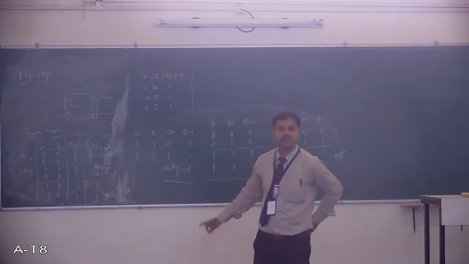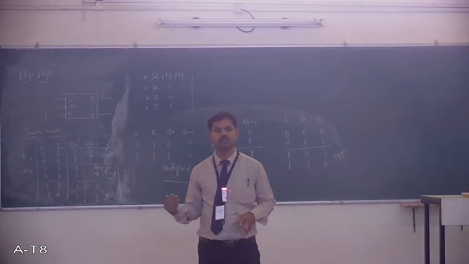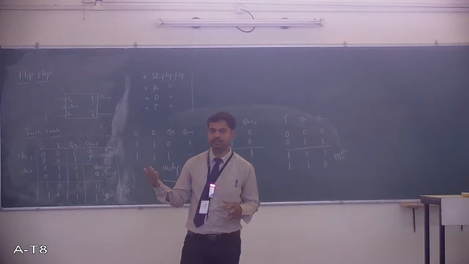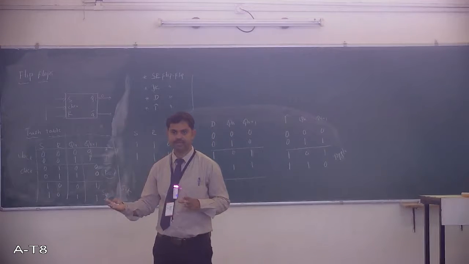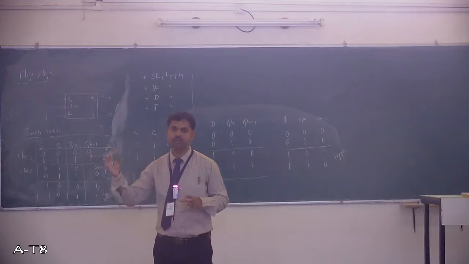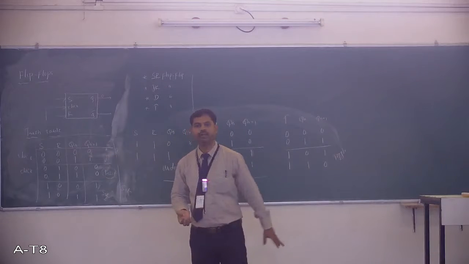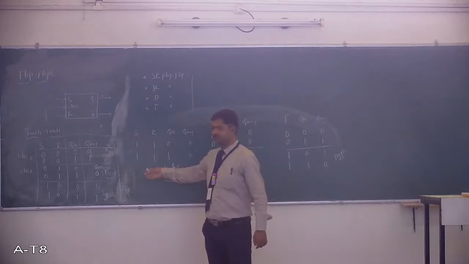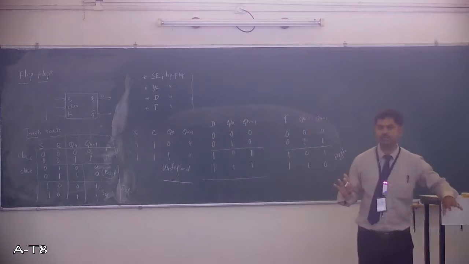SR truth table, you have seen that when you apply 0 0, output is no change. When S0 R1, output is reset. When S1 R0, output is set state. Set means it is 1, reset is 0. When S and R both are 1 1, output cannot be defined. It's an unwanted state. Right? This is the truth table. Any doubts here? Understand only this much.